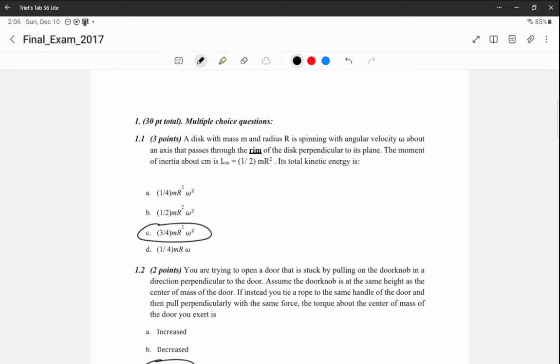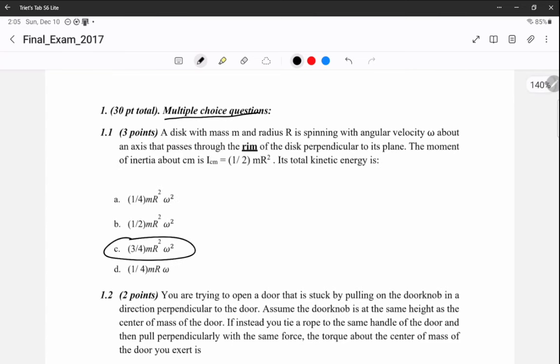So this is the practice for the exam. Start with the first, it's the MCQ, right? Multiple choice questions. You do them relatively quickly.